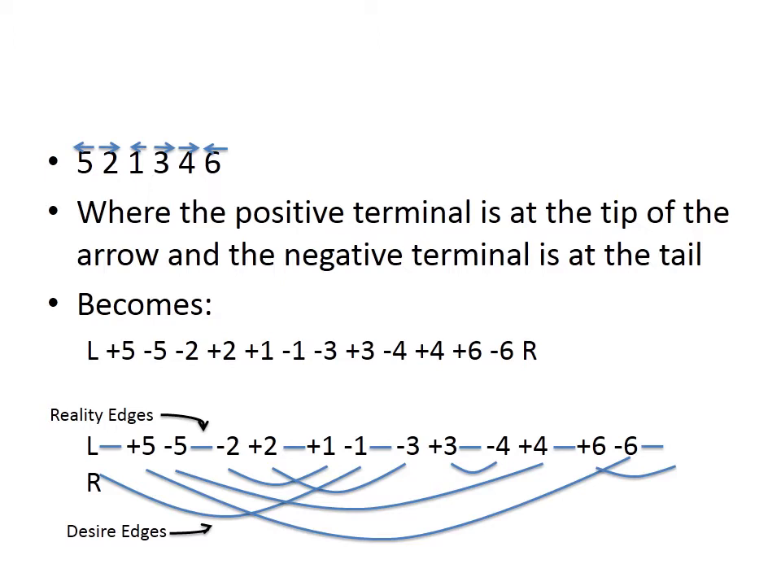Now once we have that list all made, with our L and R, our front and back, we're going to add in the reality edges. Reality edges are the edges that exist between two elements that are adjacent in our unordered list. So L is adjacent to plus 5, minus 5 is adjacent to minus 2, and you can see this in our list above. So add in all those edges. And now we add in our desire edges, and these are the edges that exist between two elements that we want to be next to each other. So plus 5 wants to be next to minus 6, L wants to be next to minus 1, plus 1 wants to be next to minus 2, all the way through. So that's that, and then we're going to move on to our next step.